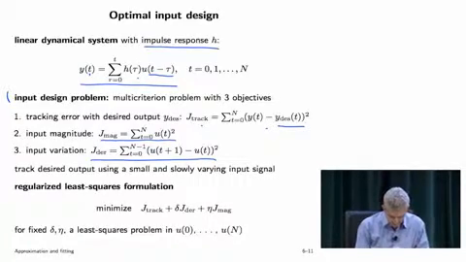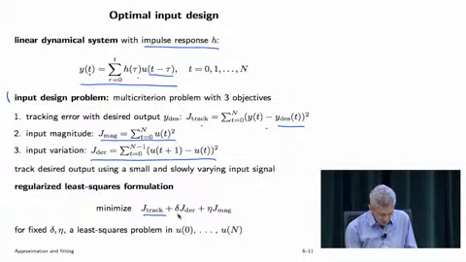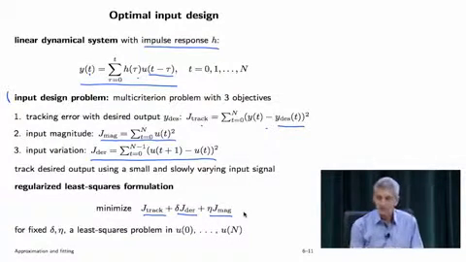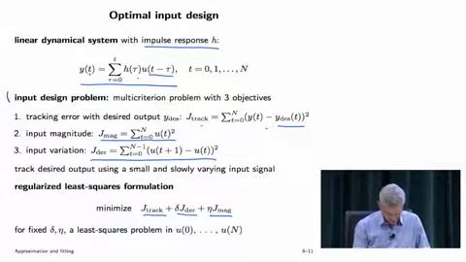So great. What we'll do is make this a regularized least squares problem. We'll take the tracking error plus delta times the derivative error plus eta times the magnitude error. This is a least squares problem, so we just solve it. That's the idea.